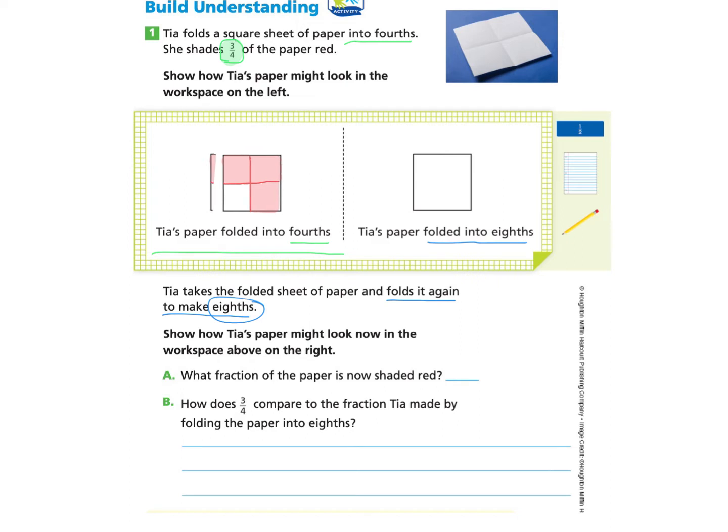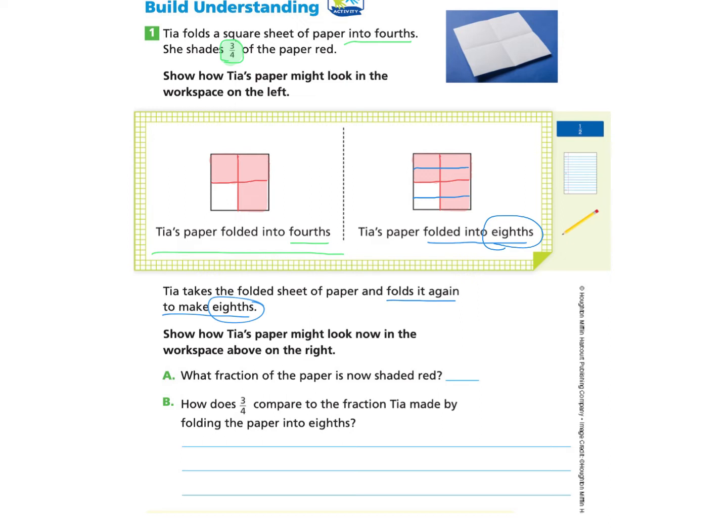So we're going to take Tia's paper and fold it into 8s over here on the right side. So I'm actually going to take Tia's folded paper with the fourths and drag it over, and then I'm going to create 8 folds. So right now we have 4 folds. So all I'm going to do is draw a line up top and a line down here. And now I have created 8s, meaning there are 8 equal parts using the same paper that Tia had when she made fourths.